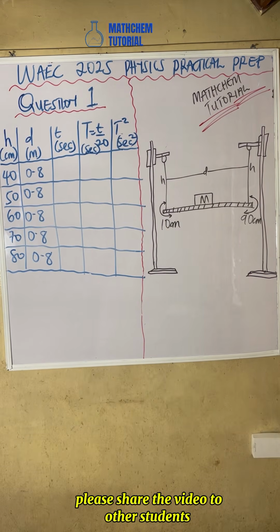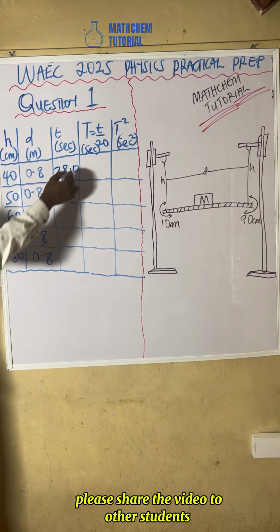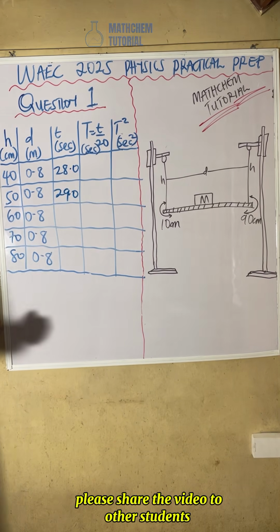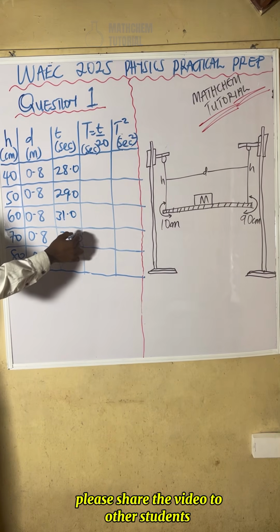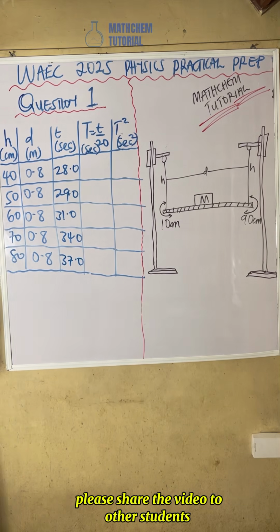So now these are the heights. Now look at this table. The h represents the height in centimeter. That's the d. Now the t for the 20 oscillations is from the stopwatch. After the experiment I carried out, I was able to get t as 28.0 seconds, then for this one I got 29.0, this one 31.0, this one 34.0 seconds. That's the time from the stopwatch. This one is 37.0.